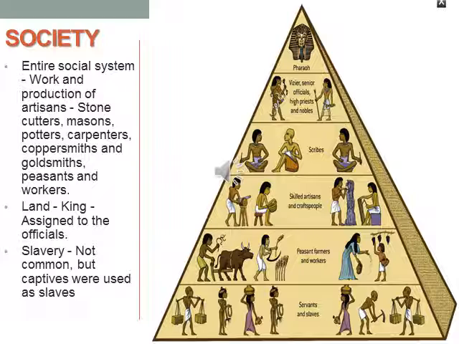So the entire social system was supported by the work and production of artisans, which includes stone cutters, masons, potters, carpenters, coppersmiths, goldsmiths, peasants and workers. The land belonged to the king and was assigned to the officials.